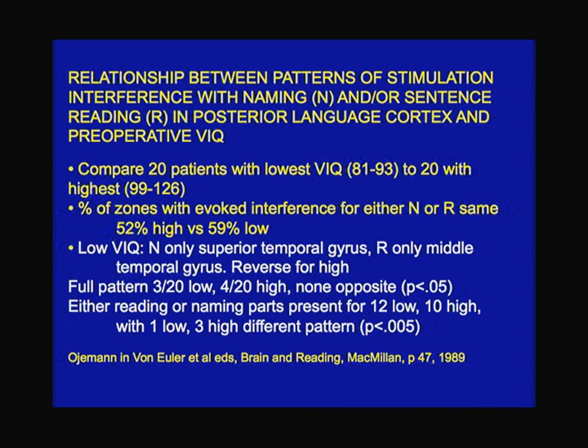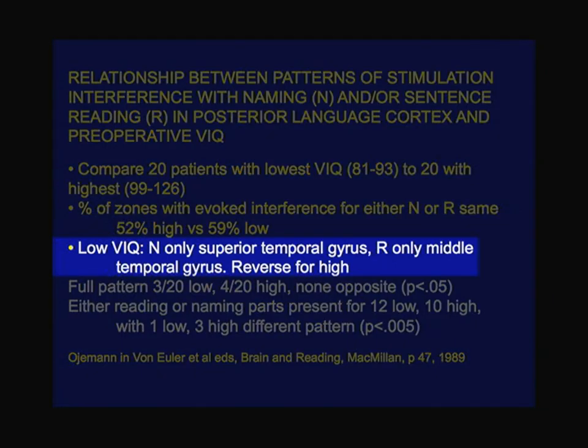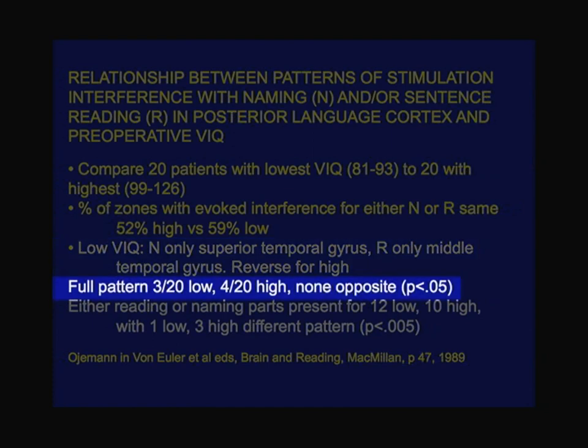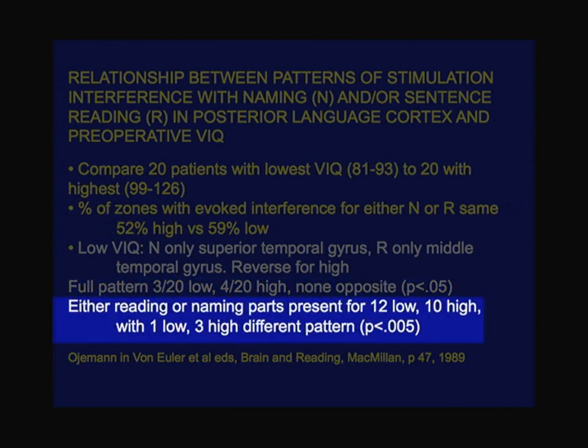And then we looked back at the verbal IQ, and we found again a pattern where we split the group into those with high and those with low verbal IQs. The people with low verbal IQs tended to have naming only in the superior temporal gyrus and reading only in the middle gyrus. The reverse for patients who had high verbal IQs: naming only in the middle gyrus, reading only in the superior gyrus. The full pattern was in a relatively smallish number of the subjects, but we had none that showed the opposite pattern. And portions of the pattern, either the naming or reading portion, were present in a goodly number of them, with very few showing a reverse pattern. So again, a relationship between the pattern of stimulation interference we'd evoke in these patients and their verbal IQs.